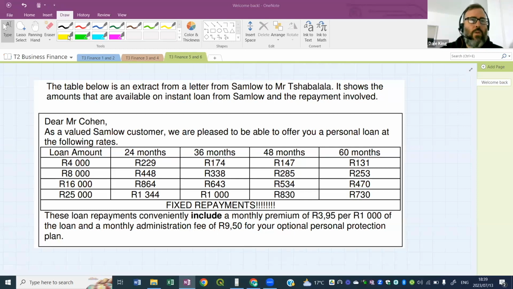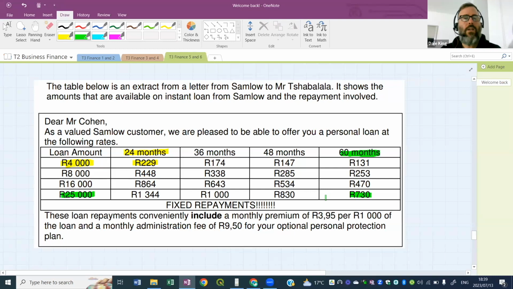So let's understand how this works. For example, if you want to loan 4,000 Rand from us over 24 months, you have to pay back the loan at 229 Rand a month. Now you might think, hey, that's not bad. I can afford 229 Rand a month. Wait, guys, just wait. Or you can loan 25,000 Rand over 60 months, and then you pay back 730 Rand a month. It's not too heavy.